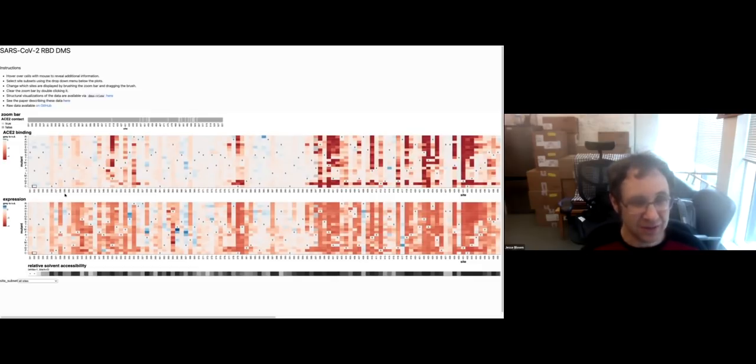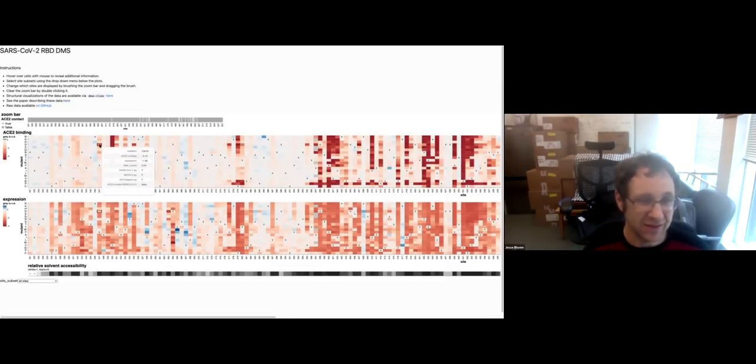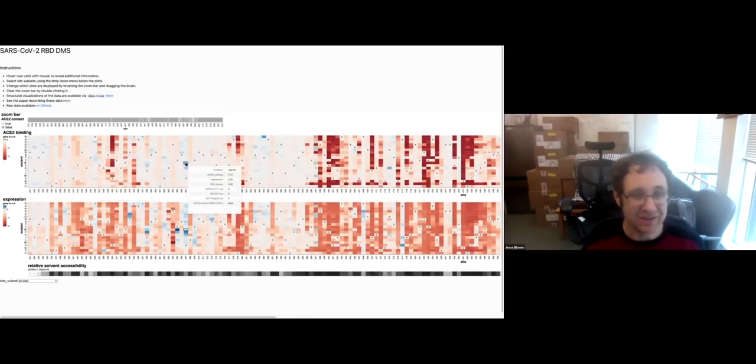And then each column here is a different site, and each row is a different mutation or different amino acid. So each cell is a mutation. And they're colored red like this if the mutation is bad for that biochemical phenotype, white like this if it has no real effect, and blue if it actually enhances that biochemical phenotype.